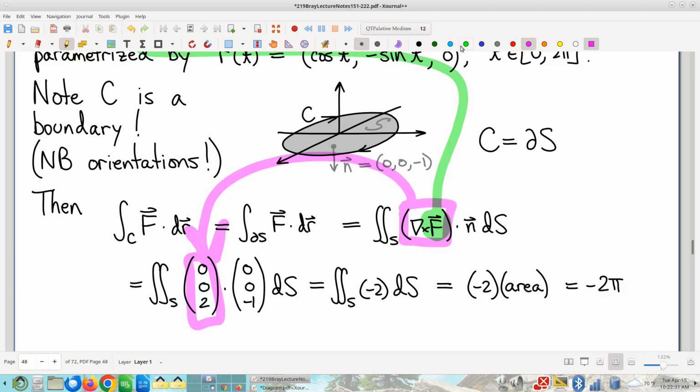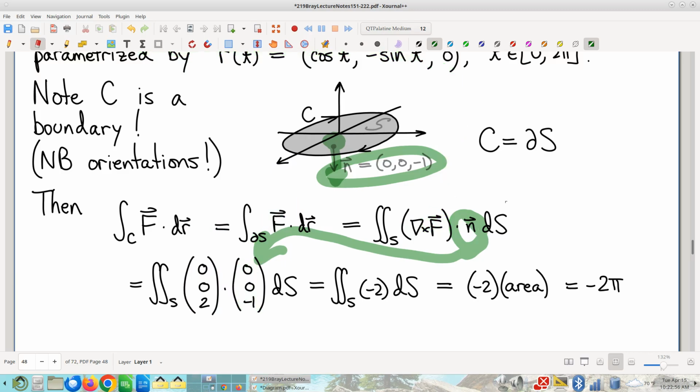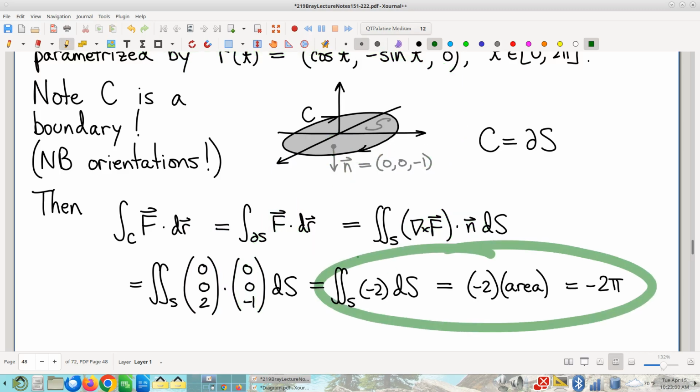Okay. Don't forget, in order to make the boundary story work out correctly, we already decided what our orientation was going to be. Our orientation was 0, 0, negative 1, downward. In other words, in order to make orientations work out. And so now that dot product gives us the other half of that dot product, which is easy to compute, which turns this into a super easy scalar surface integral. Right?